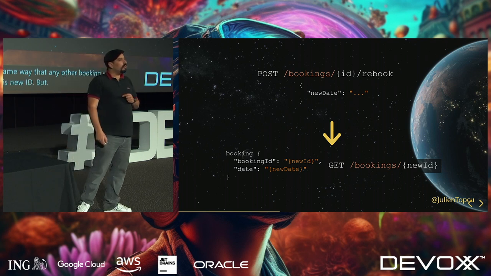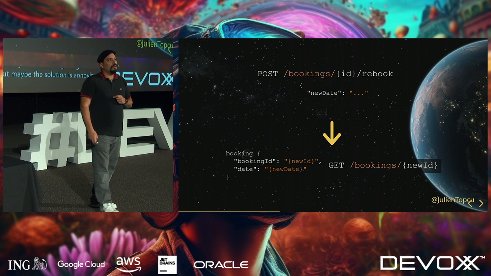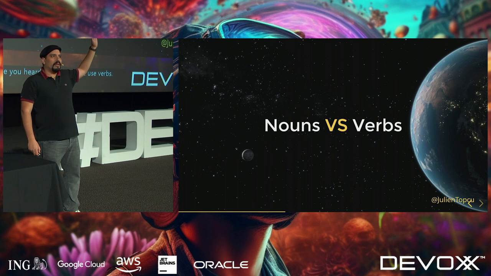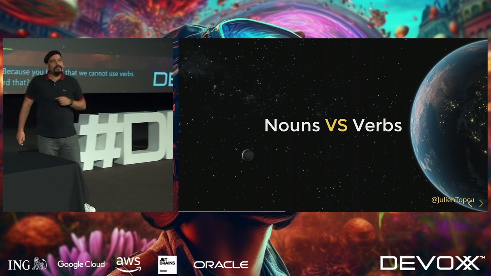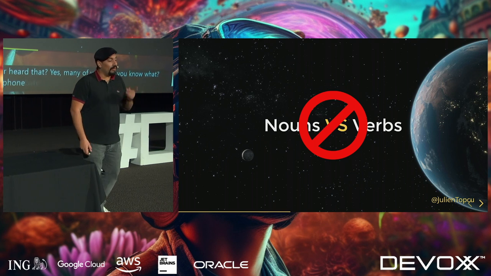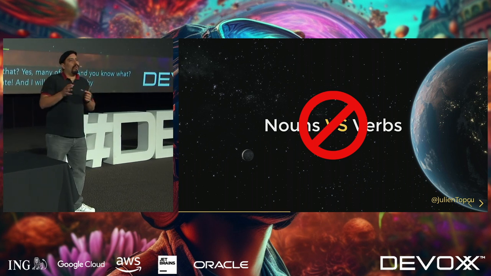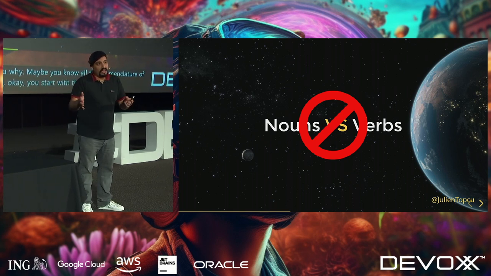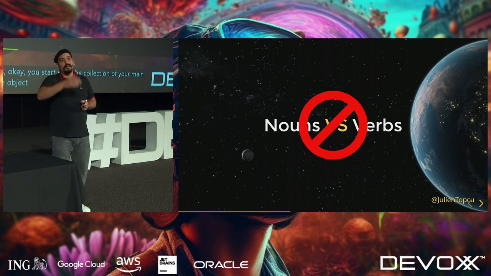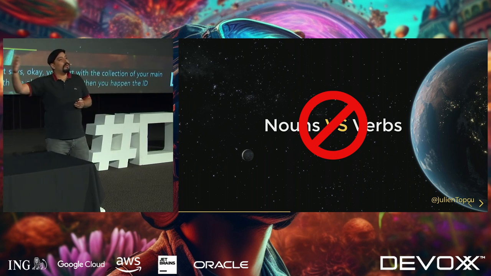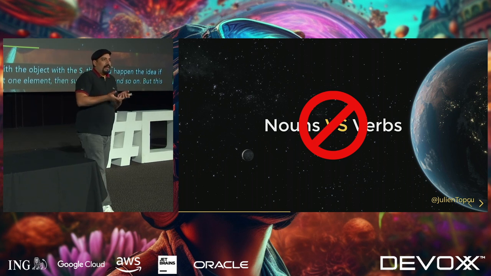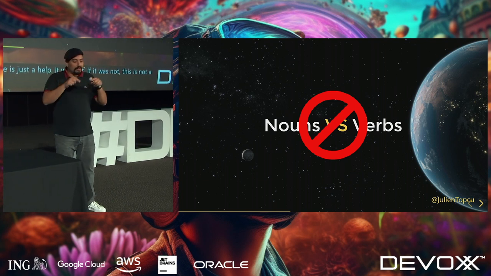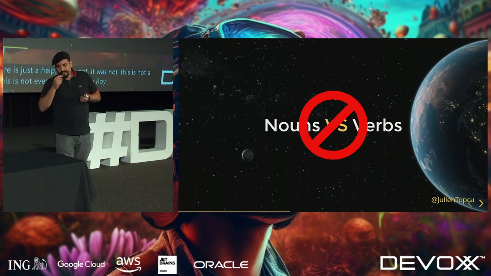But maybe this solution is annoying some of you because you heard that we cannot use verbs in REST. Who ever heard that? Yes, many of you. And you know what? This is a false debate. And I will explain to you why. Maybe you know all that nomenclature of REST that says, OK, you start with the collection of your main object, with the object with the S, then you append the ID if you want one element, then subcollection, and so on. But this nomenclature is just a help. This is not a standard. This is not even in the Roy Fielding thesis.